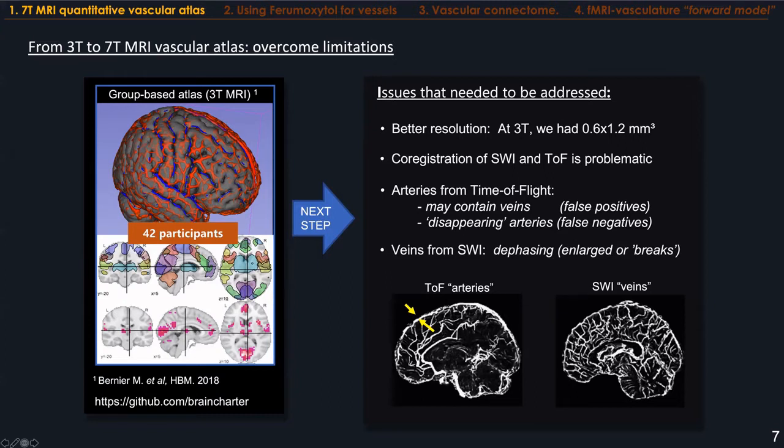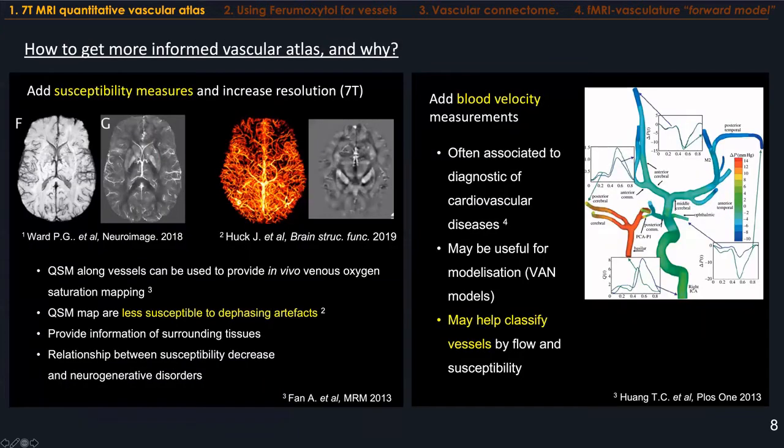In the veins from SWI, there's a lot of dephasing effect. That means that there might be some enlarged vessels or some breaks or holes in the SWI that you reconstruct. That means that there will be some disconnection in the whole vasculature. So all of those were problems that we wanted to overcome. And we wanted to add more informative information to the atlas. And for this, we wanted to add some susceptibility measure and of course, increase the resolution, like I said.